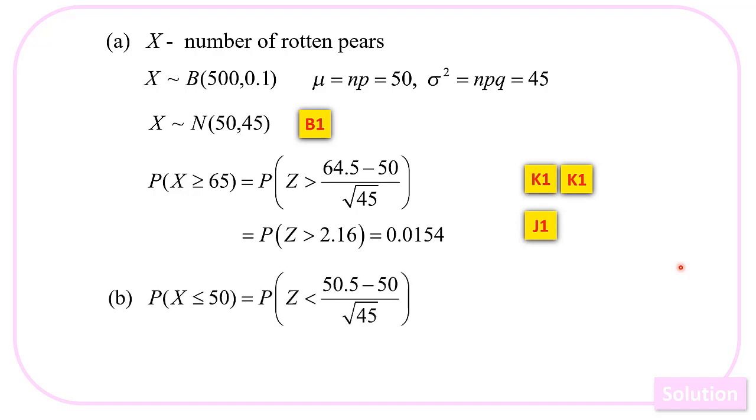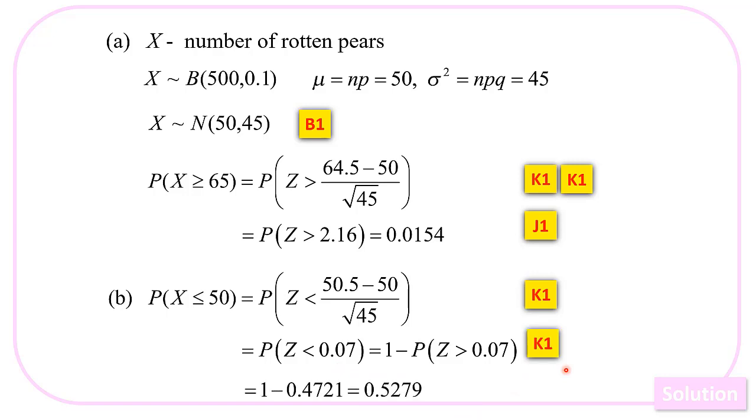For the second one, we want to find probability of x less than or equal to 50. Do the continuity correction and find the standard score. So that is K1. And then we get z less than 0.07. To use the table, we need to change it to greater. So probability of z less than 0.07 is equal to 1 minus probability of z greater than 0.07. Look at the table, that is K1. Read the values. So the answer is 0.5279.